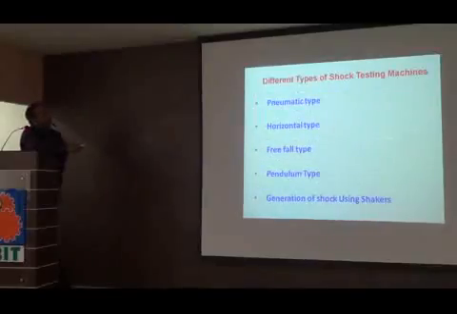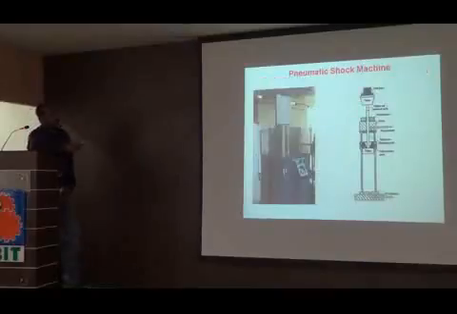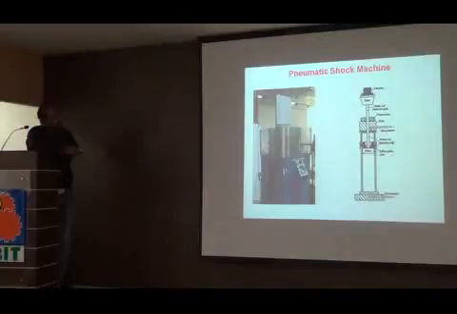These are different kinds of shock testing machines. They can be pneumatic type, horizontal type, free fall, or pendulum. Pneumatic type means we have a pneumatic cylinder with one wall open to one side. When we give pneumatic air, it rises to a certain height, and then it is stopped using some kind of brakes. Then when you allow it to fall suddenly, it falls onto some kind of elastomers.